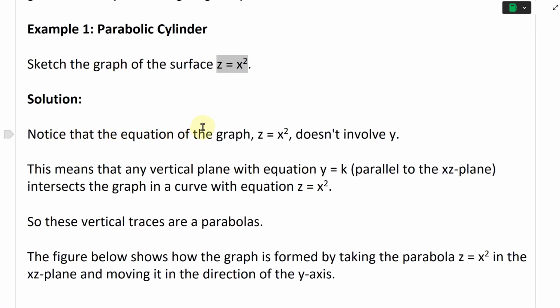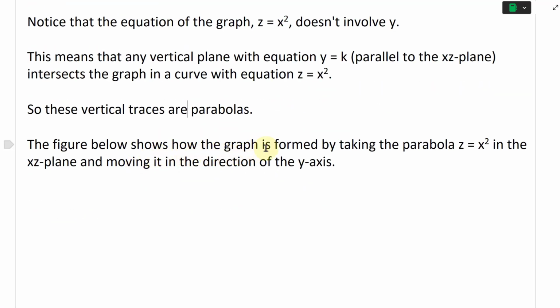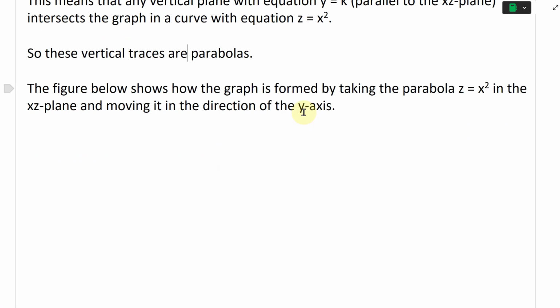So notice that the equation of the graph z equals x squared doesn't involve y. This means that any vertical plane with equation y equals k, which is again parallel to the xz plane, I'll illustrate this with a drawing, intersects the graph in a curve with equation z equals x squared. So these vertical traces are all parabolas. The figure below shows how the graph is formed by taking the parabola z equals x squared in the xz plane and moving it in the direction of the y-axis.